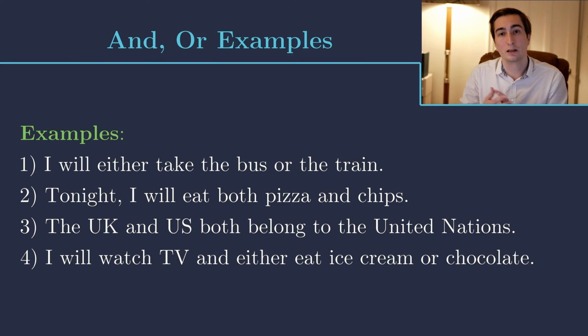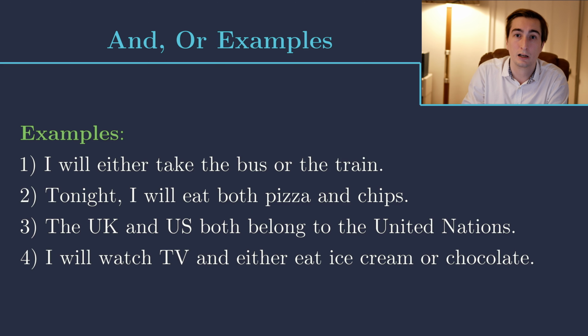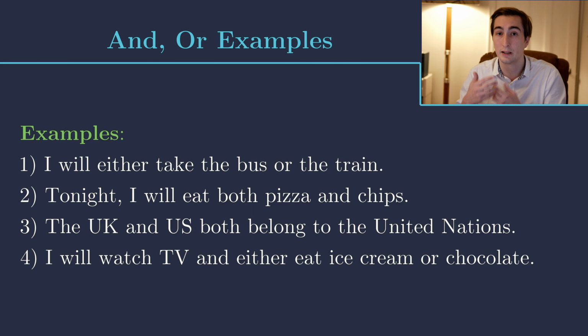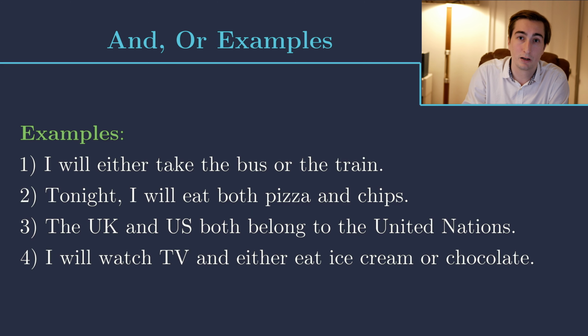So this demonstrates that you can construct statements or propositions that have multiple logical connectives in. In fact, I could even have put a unary operator in here. So I could have said something like, I will watch TV and either eat ice cream or not eat chocolate, right? That's using an example of also having my negation operator in the mix there.